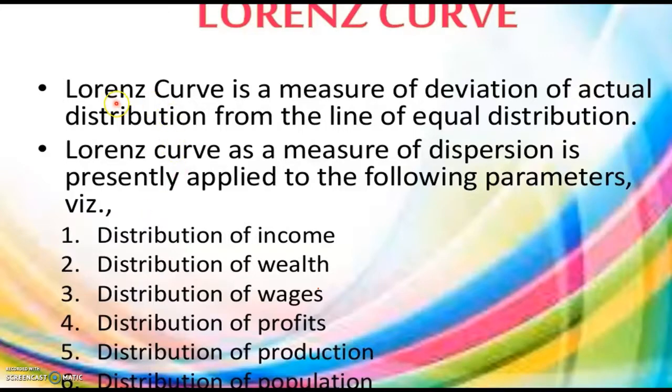So children, Lorenz curve is a measure of deviation of actual distribution from the line of equal distribution. Lorenz curve as a measure of dispersion is presently applied to the following parameters: distribution of income, distribution of wealth, distribution of wages, distribution of profits, distribution of production, and distribution of population.